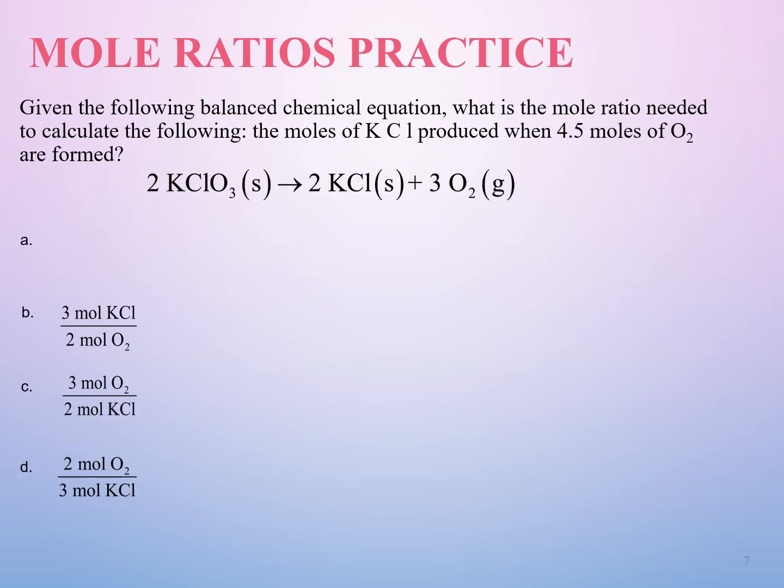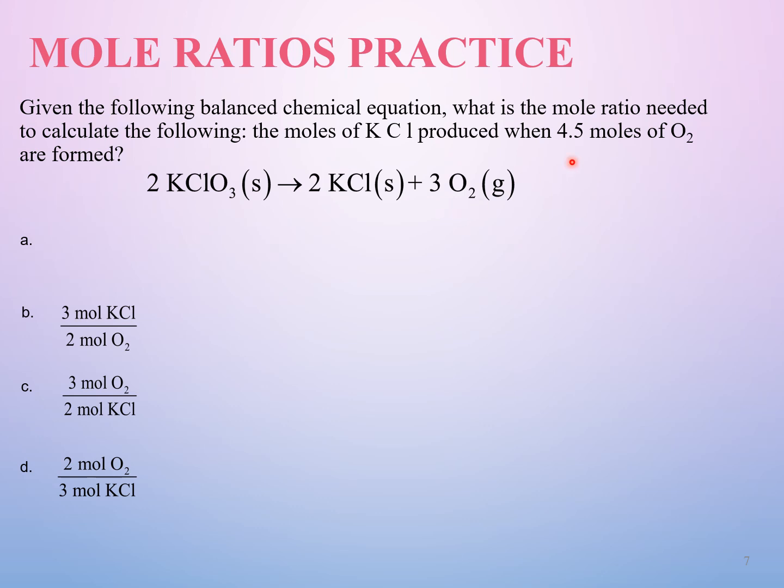So the next question, here's our chemical equation, and it says here, what is the mole ratio needed to calculate the moles of KCl produced when 4.5 moles of O2 is formed? So you need a relationship between O2 and KCl. So O2 right here, okay, and KCl right here. So it's 2 moles KCl to 3 moles of O2.